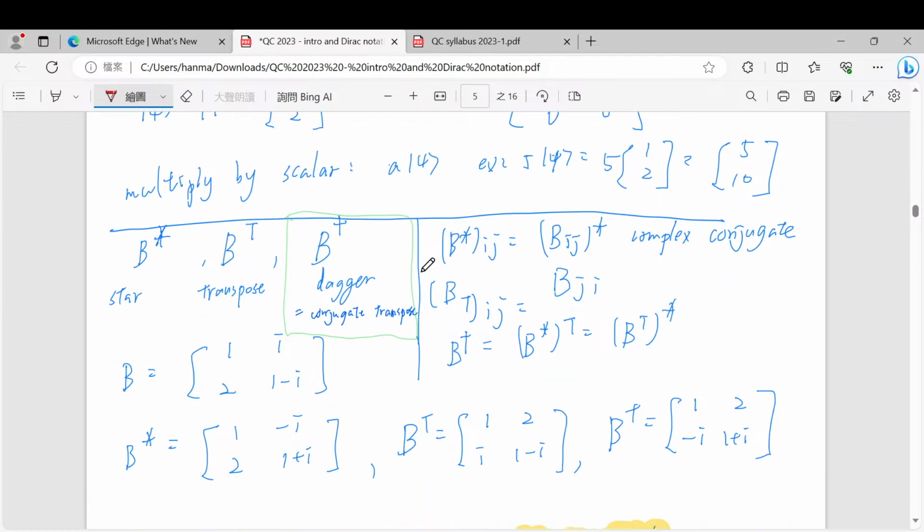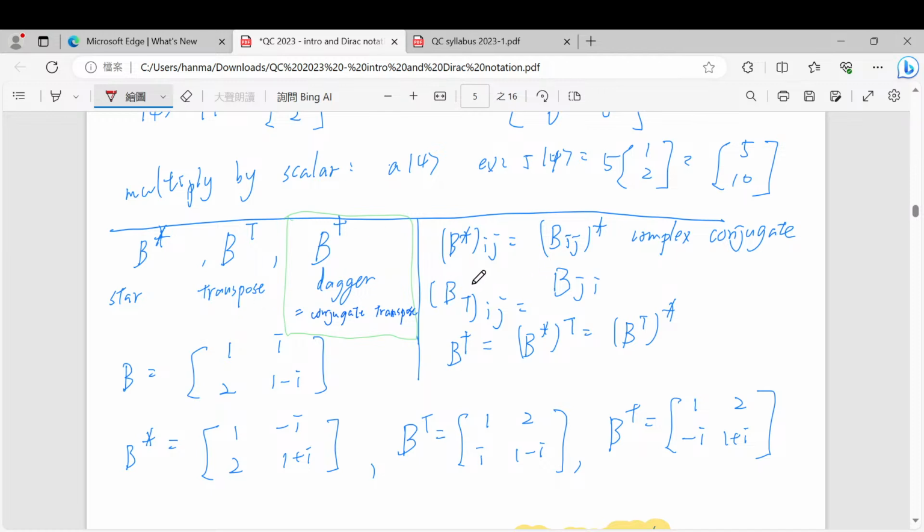And so there are 3 operations you can do on your matrix, and they have different notation. So the first is the star operation, which is complex conjugation. So if you put a star on your matrix, that means you do complex conjugation on all of its elements. So Bij means the ij element of B. Okay, and there is a transpose. You probably learned it in a linear algebra course. So transpose flips your matrix through the diagonal.